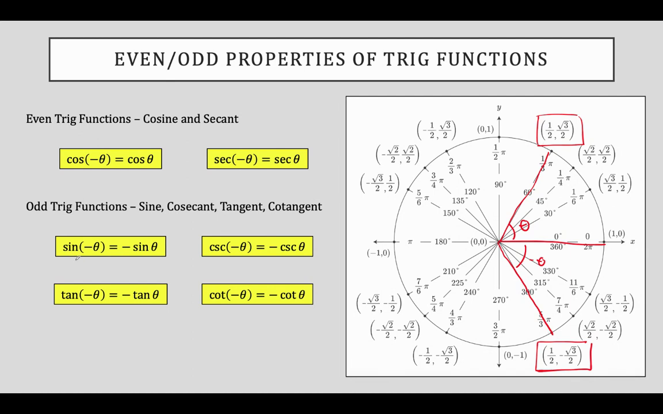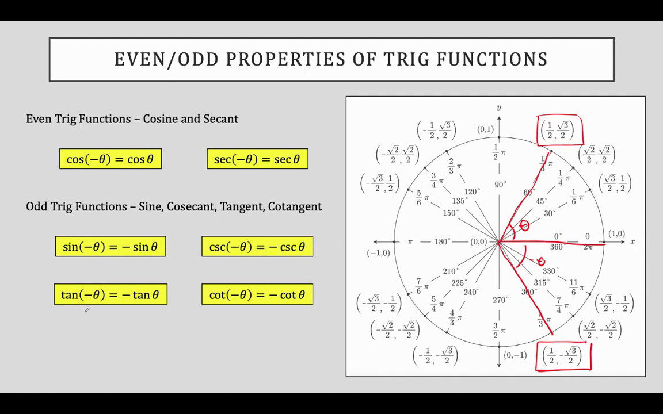As far as sine goes, sine corresponds to the y-coordinate. Notice that the y-coordinates of these two angles are opposite of each other. Well, that means that the sine of negative theta is equal to the opposite of the sine of positive theta. And because cosecant is the reciprocal of sine, we have the same property.